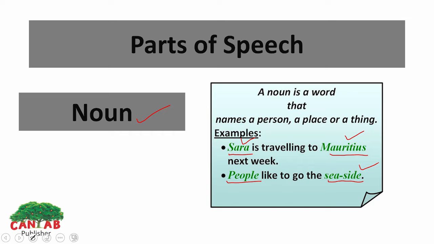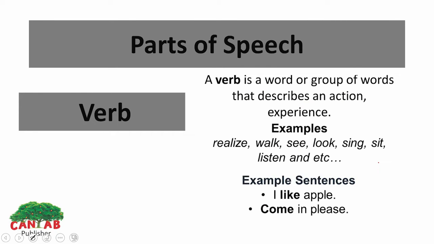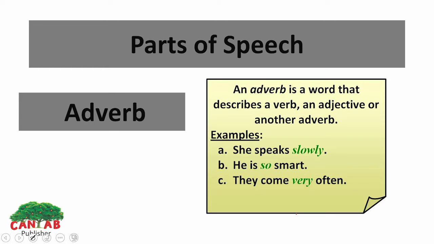Now we will discuss verb. What is a verb? A verb is a word or group of words that describes an action, experience. Look at the examples. Realize, walk, see, look, sing, sit, listen. Look at the sentences. I like apple. Like is verb here. Come in please. Come is a verb.